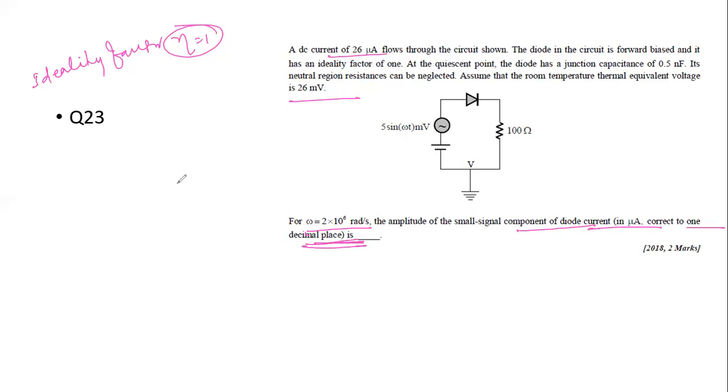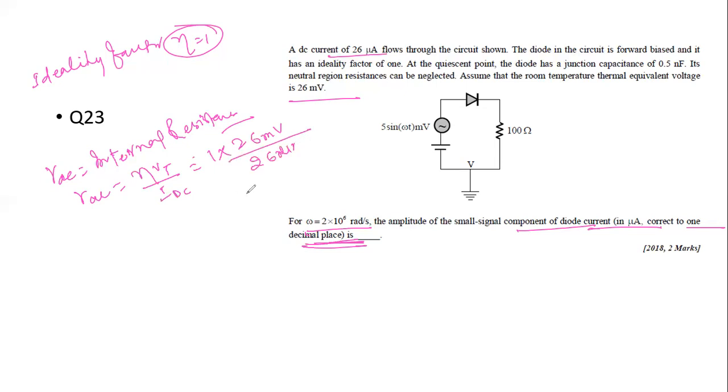So you have to find the diode current. This is the given DC current. So what is the AC resistance? RAC means the internal resistance. This RAC resistance is eta Vt upon I. Here eta is 1, Vt is 26 millivolt, and the current is 26 microampere. So this is 1 kilo ohm, so RAC is 1 kilo ohm.